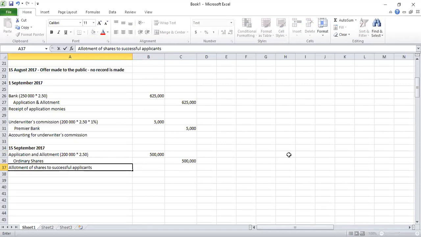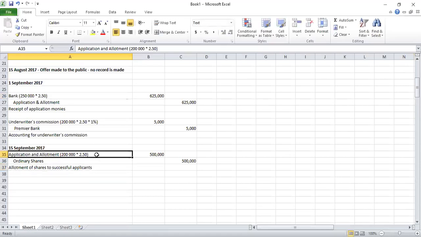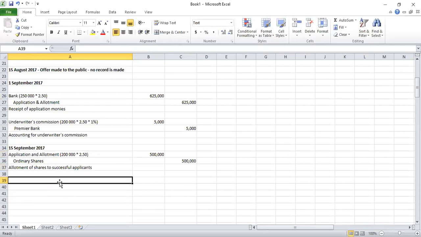Now there can be a question: so what happens to the others? Remember, they applied for 250,000, but we're only offering 200,000. The other 50,000, they will get refunds. So we'll account for the refunds through application and allotment. If we receive more applications than what we're offering, the remainder will have a refund. So it will be 50,000 times 250. Where is my 50,000 coming from? It is the difference between the shares we are offering, 200,000, and those that were applied for, 250,000. What do you get?